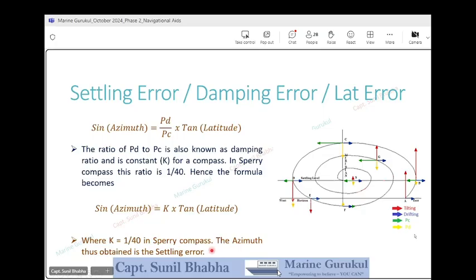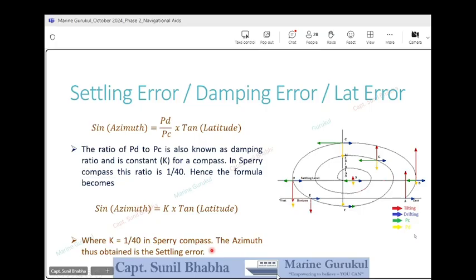Now, in other makers also, you could have a Tokamak compass or an Anschutz compass. In other makers also, the ratio is kept very close to 1/40. It could be exactly 1/40, but it could vary a little bit. In some cases, it could be 1/39, or in other cases, it could be 1/41 also. But the ratio does not go too much off from this 1:40 figure.